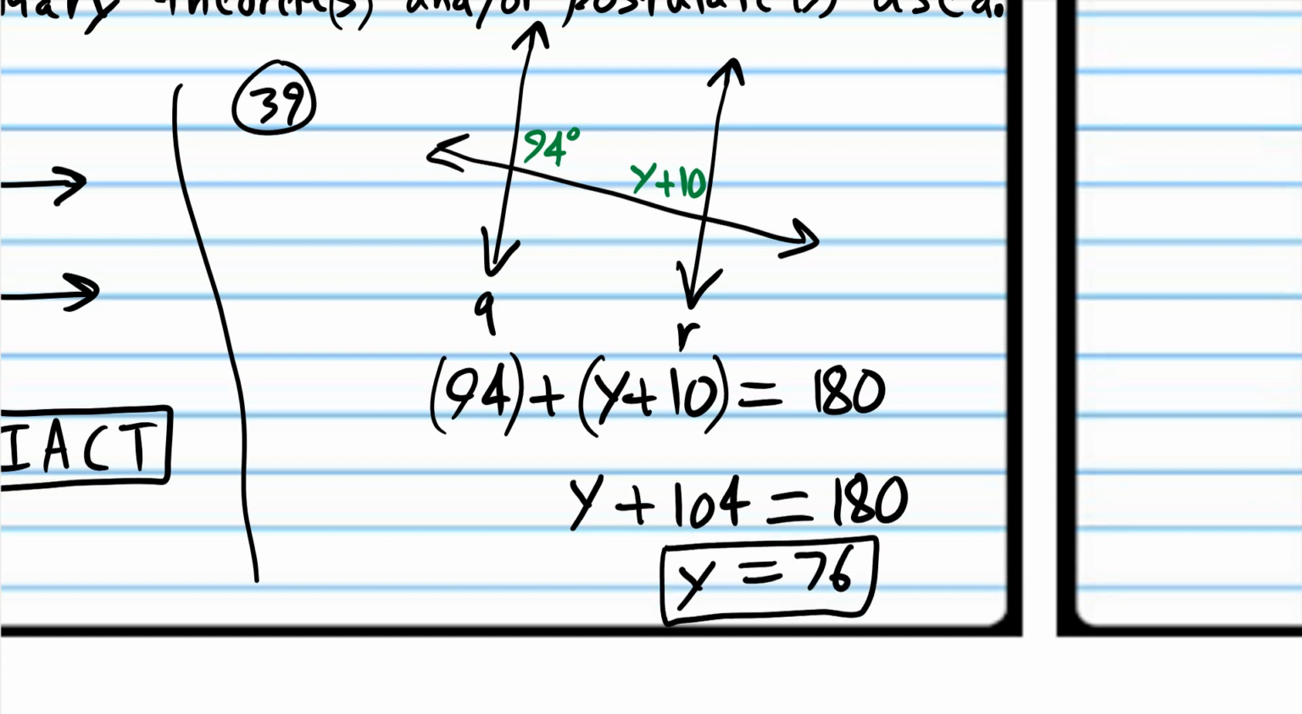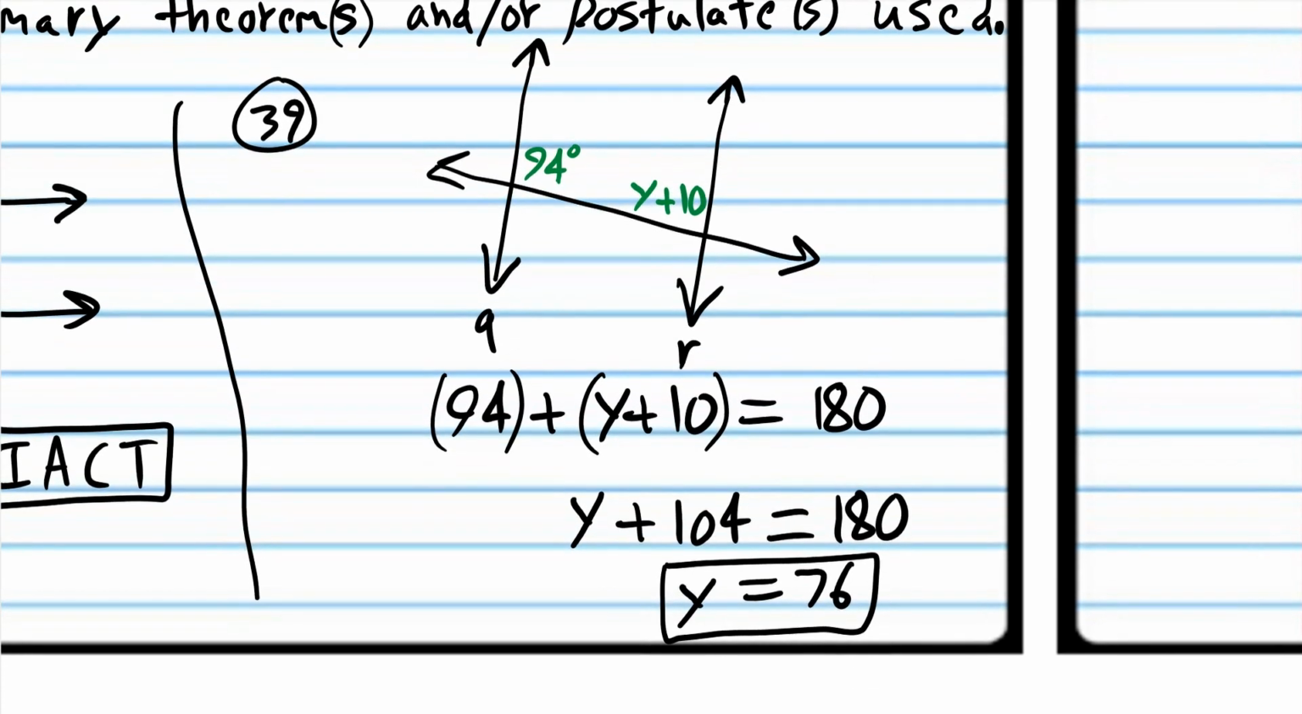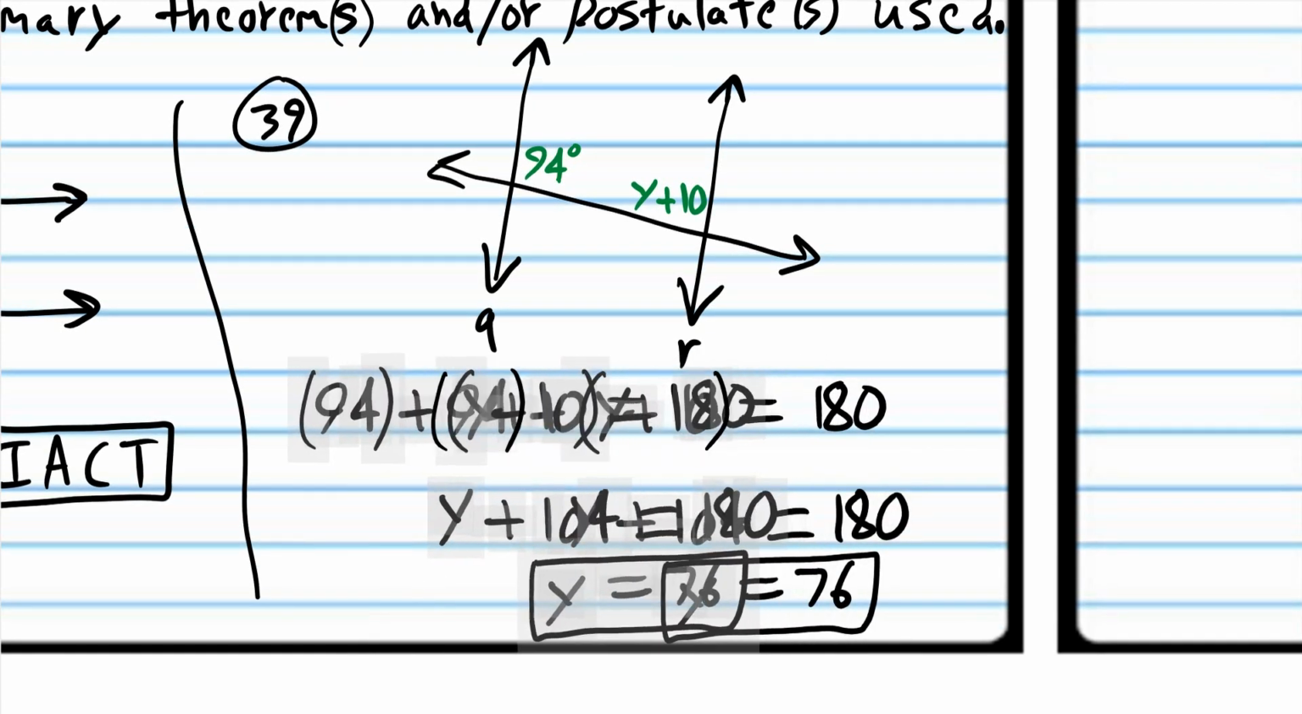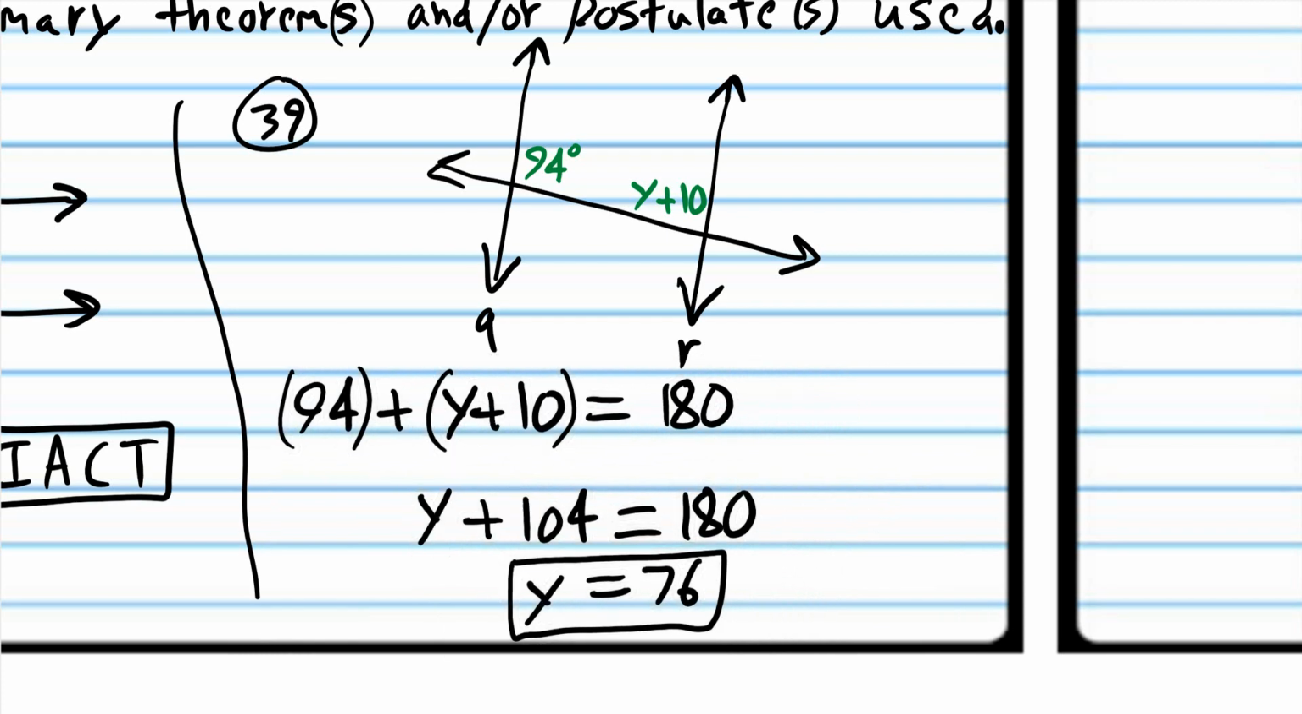So in order for these lines Q and R to be parallel, y has to be 76. And we showed that. Let me move this over here. The principle we used was the consecutive interior angles converse theorem. All right.